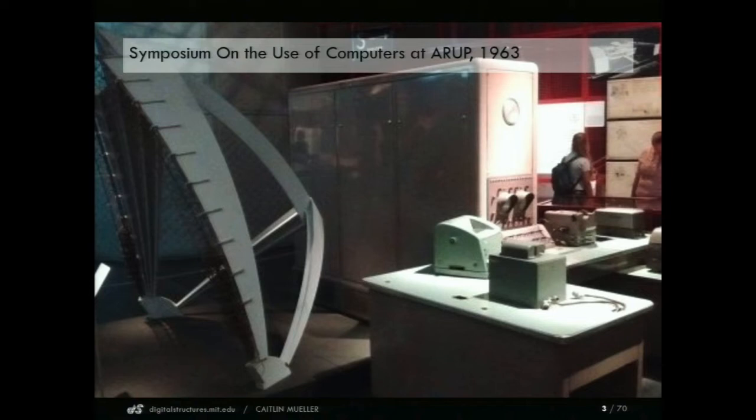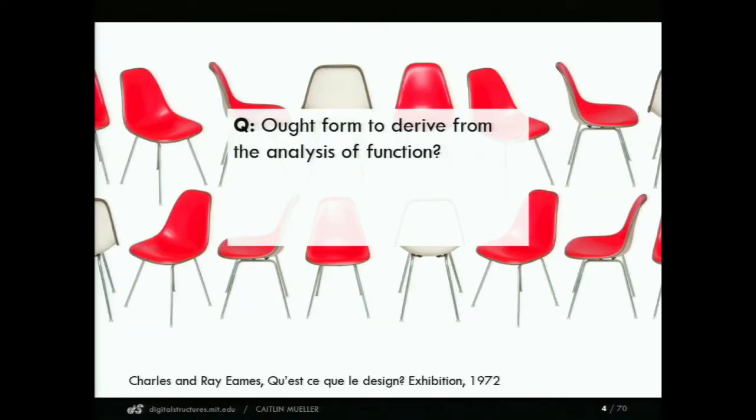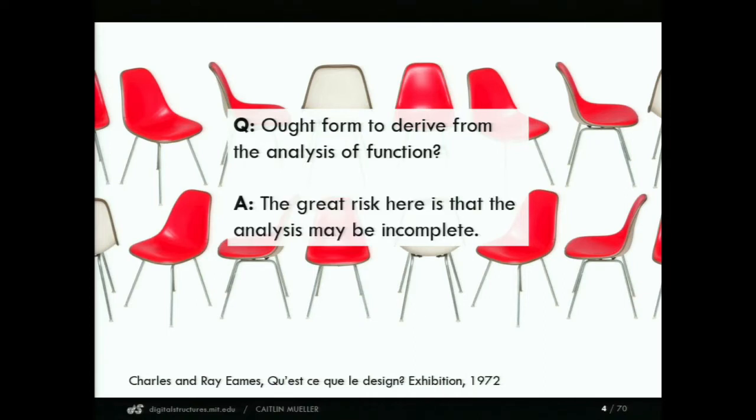In the 1970s, Charles and Ray Eames were grappling with similar questions. In an exhibition here in Paris, there was a list of provocative questions, and one of them was, ought form to derive from the analysis of function? And their answer is, the great risk here is that the analysis may be incomplete. And I think this again applies to us today, that we like the idea of using calculation in our design processes, and yet we loathe the idea that we might completely encapsulate all of design into a computational process.